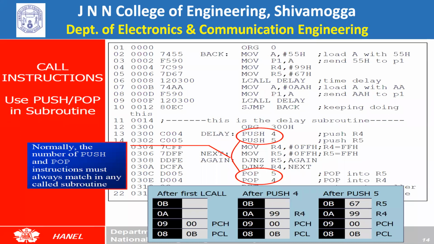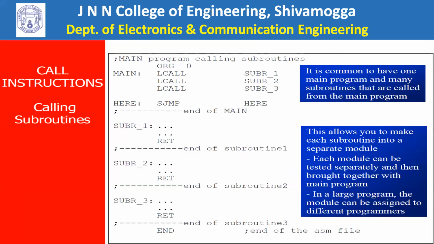Normally the number of push and pop instructions must always match in any called subroutine. So finally you are popping. When you are popping, you should always pop 5 first, and only then 4, because the stack is a last-in first-out data structure. So the order of pop should be reversed. This is a scenario of a call instruction calling a subroutine.